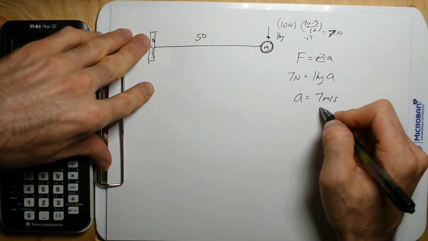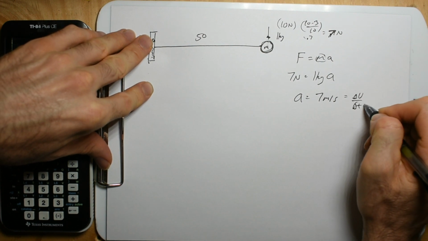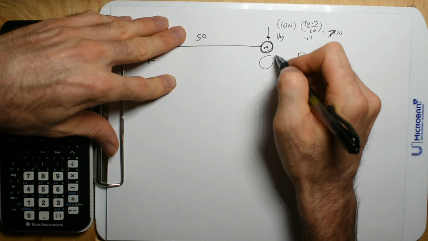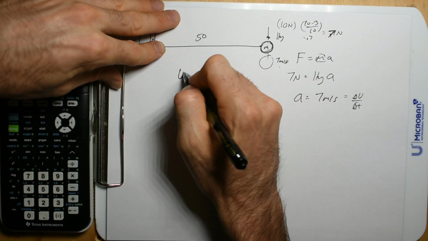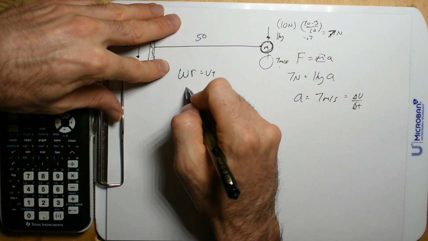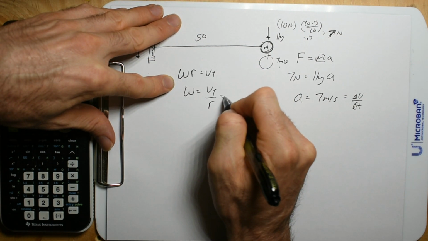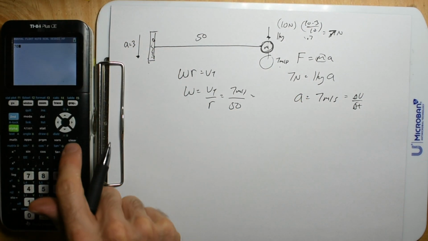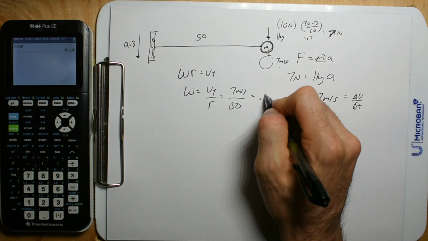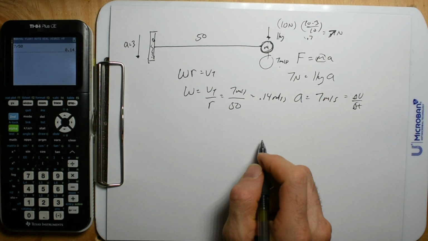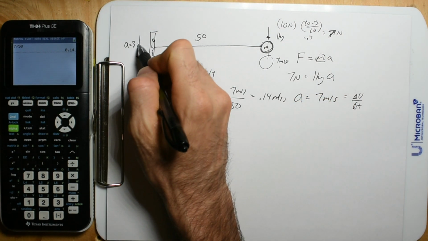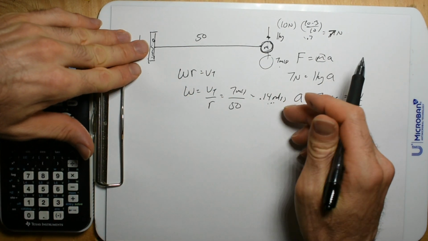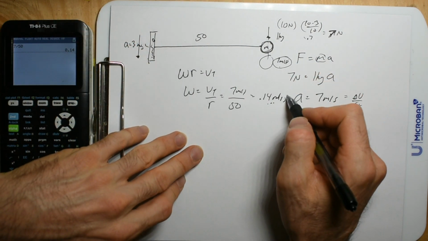Okay, so from that, the acceleration is basically change in velocity over change in time. So after 1 second, it's going to be moving 7 meters per second. Cool, so that's going to be its tangential velocity. Omega r is velocity tangential. So omega is velocity tangential divided by r. And we have 7 meters per second divided by 50. And so we get 0.14 radians per second. If this wasn't moving, we got 0.2. And now if it's moving a little bit, we get this.